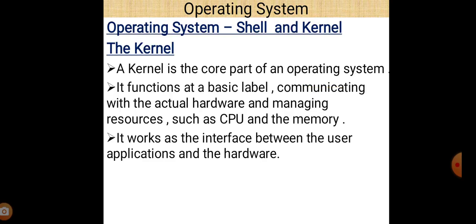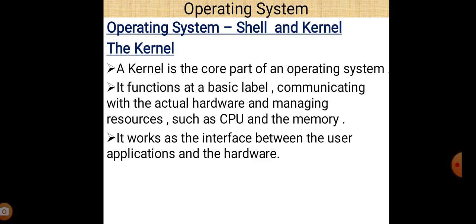And the kernel, what is the role of kernel? The kernel is the core part of an operating system. It functions at the basic level, communicating with the actual hardware and managing resources such as CPU and the memory. So its basic work is to manage different resources such as CPU and memory. So resource management is done by the kernel, and it works as the interface between the user application and the hardware.